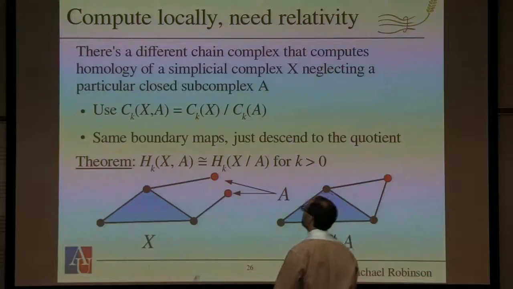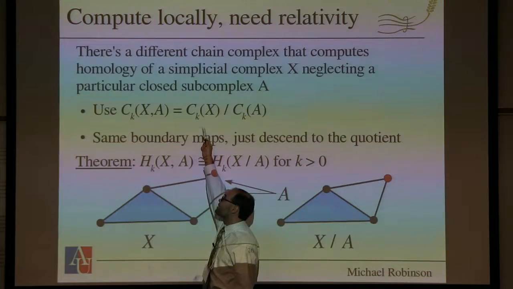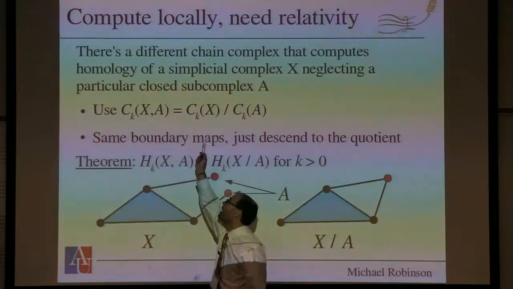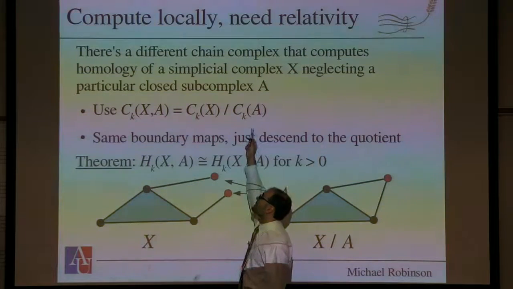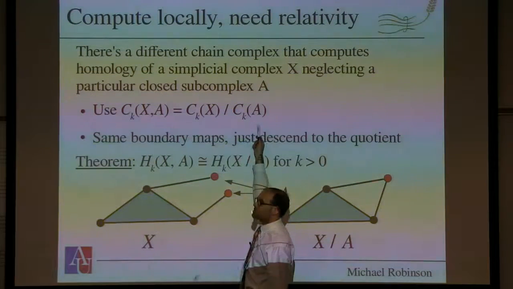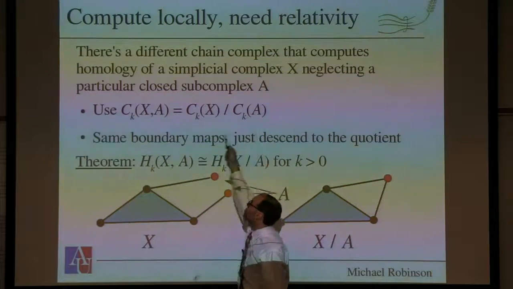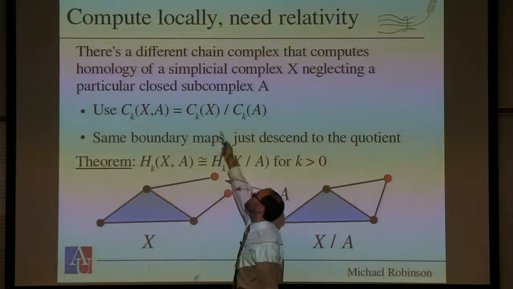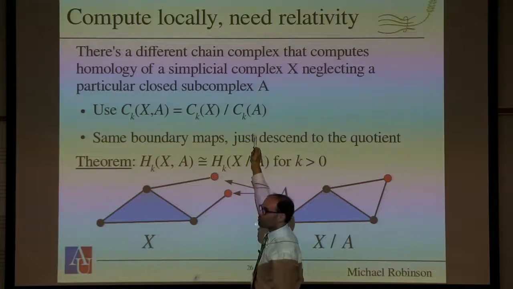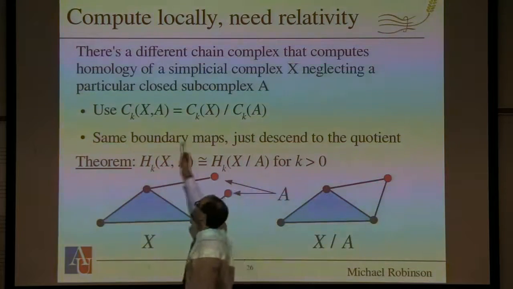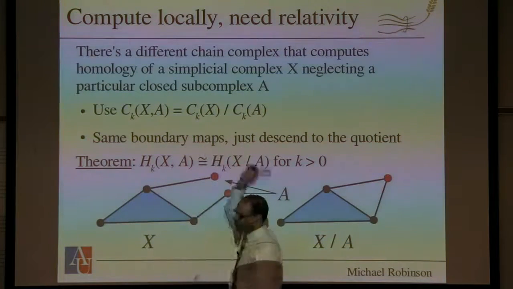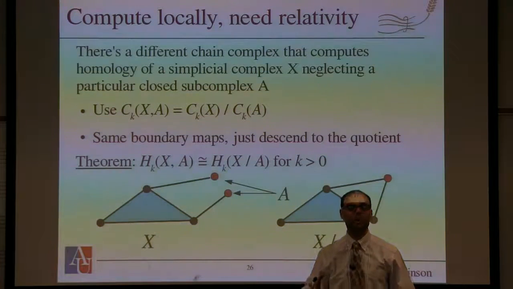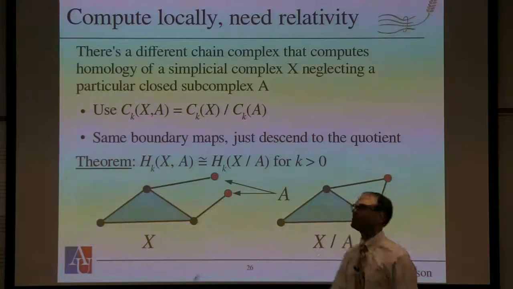So if I've got, remember, what is this? This is a vector space whose basis consists of all of the k-simplices. This is the vector space whose basis consists of all the k-simplices in the subcomplex A. So what we do in order to form this quotient is we list all of those k-simplices and just throw away the basis elements corresponding to A. So that's this quotient. This quotient is the vector space built up of all of the k-simplices that are not in A.